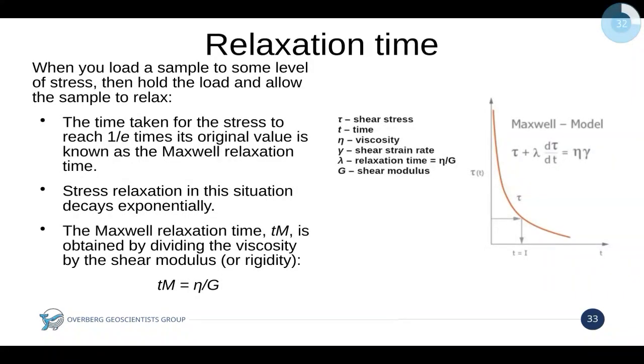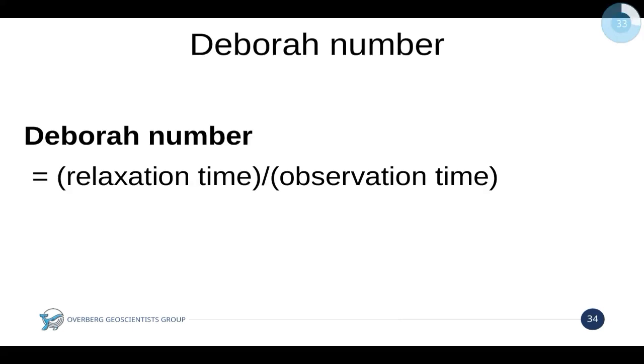Then there's an interesting one called relaxation time. If you load a sample to some level of stress and then hold the load and allow the sample to relax, there's some time associated with that. And the relaxation time turns out to be simply the viscosity divided by rigidity or shear modulus. So if you have relaxation time and you have observation time, you can define the Deborah number. Deborah number is simply relaxation time divided by observation time.